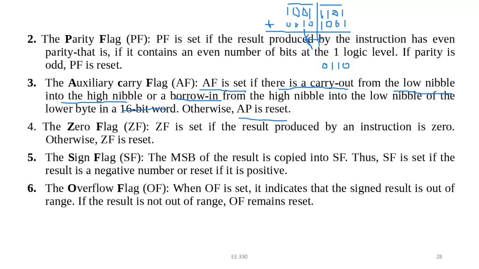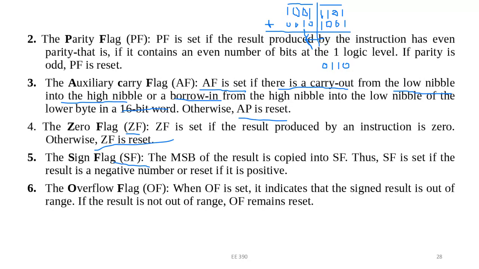Do you have any question here? No, all good. Okay, then the zero flag. The zero flag is very simple. If the result is 0, then the zero flag is set. For example, we do a subtraction like a minus b. If b is equal to a, then the result is 0, right? So if the result is 0, then the zero flag is set. Otherwise it is reset.